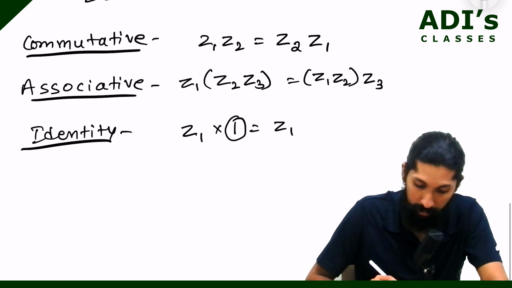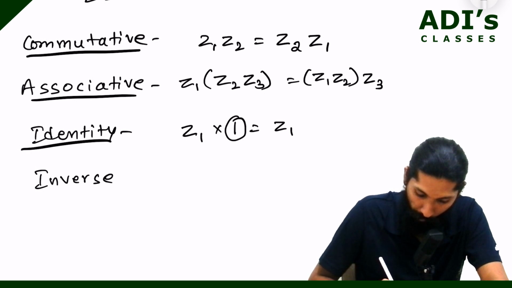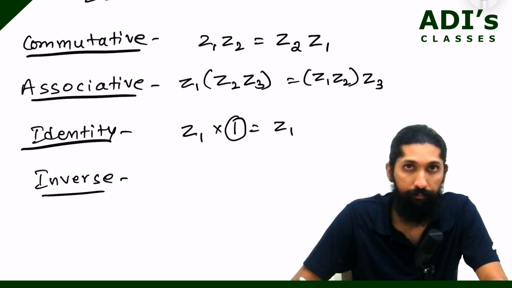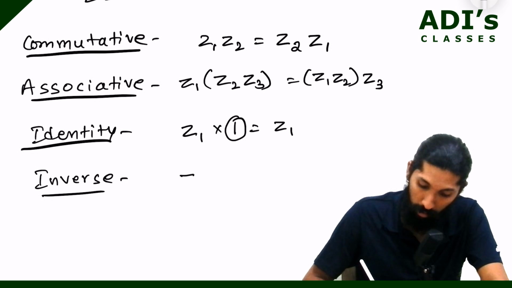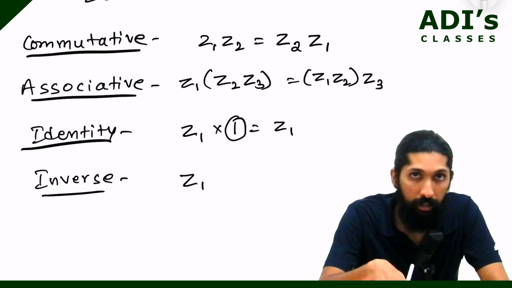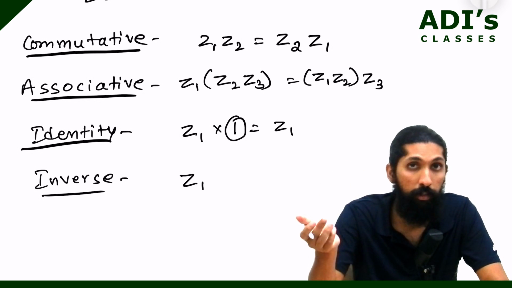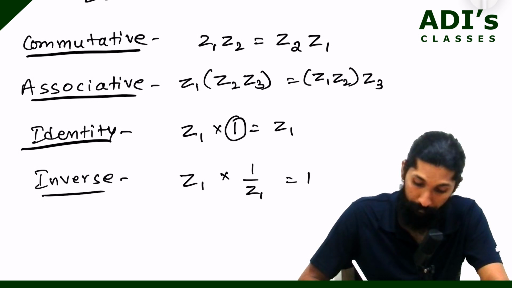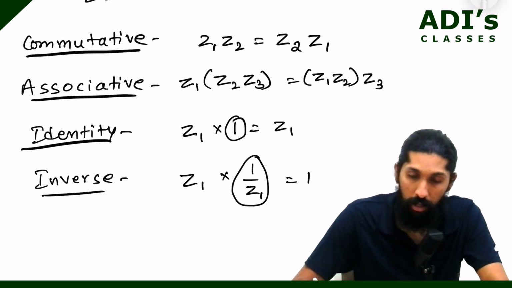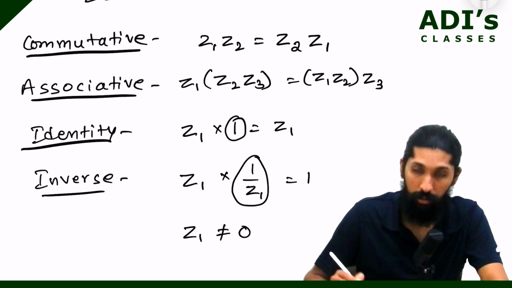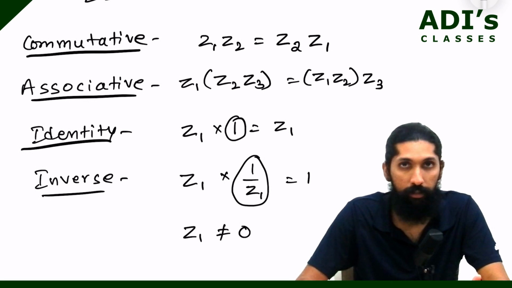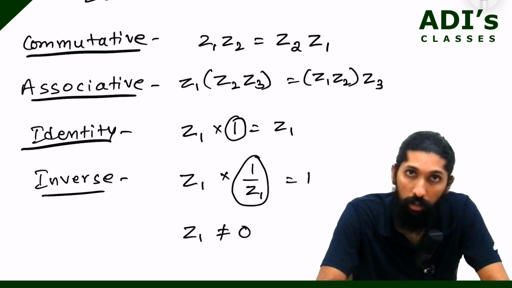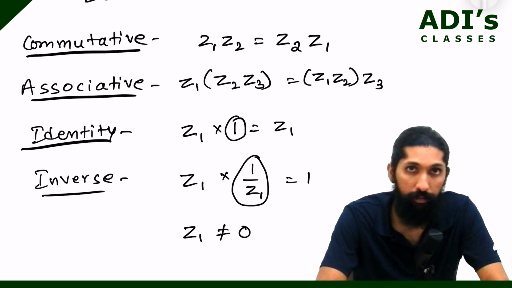Then the last one is the inverse, the multiplicative inverse. Now this is a very important point to understand. In inverse, suppose Z1 is the complex number, then Z1 into something should give you 1. And it's quite natural that we multiply by 1 by Z1, correct? So Z1 into 1 by Z1 is equal to 1. So 1 by Z1 is what we call the multiplicative inverse. And it's quite obvious that Z1 should not be equal to 0, because then the denominator would be 0, which makes no sense. Fair enough? Now this is about multiplication.